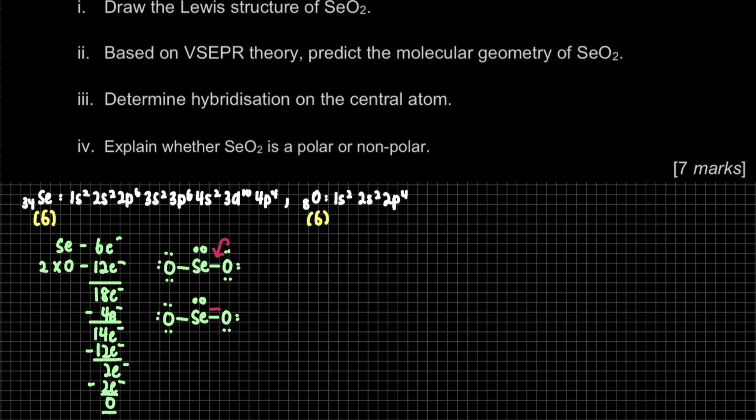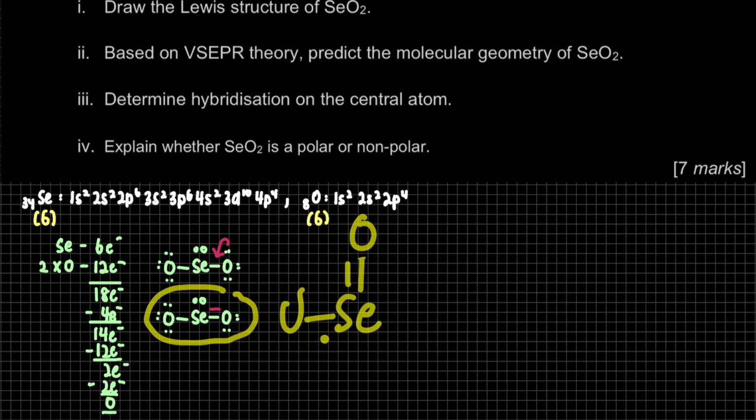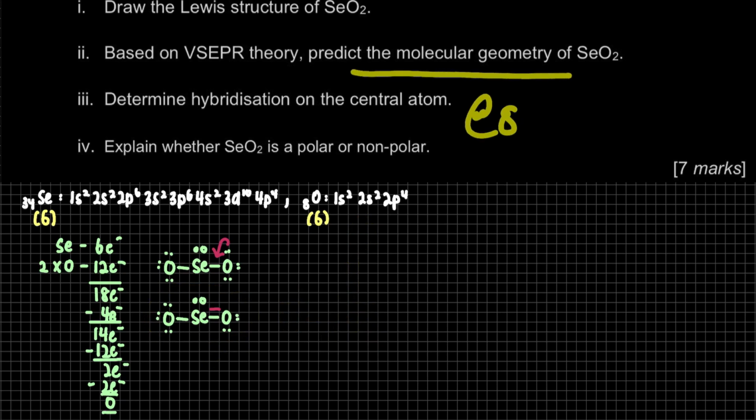So question 2, based on VSEPR theory, predict the molecular geometry of SeO2, selenium oxide. So now it wants the shape, the molecular geometry. Okay, so to draw the Lewis structure, you don't have to follow the shape. For example, if you want to draw the selenium to be like this one, it's fine, because this is only our Lewis structure. But based on the molecular geometry or our shape, then we have to follow the shape. The drawing must follow the 3D shape.